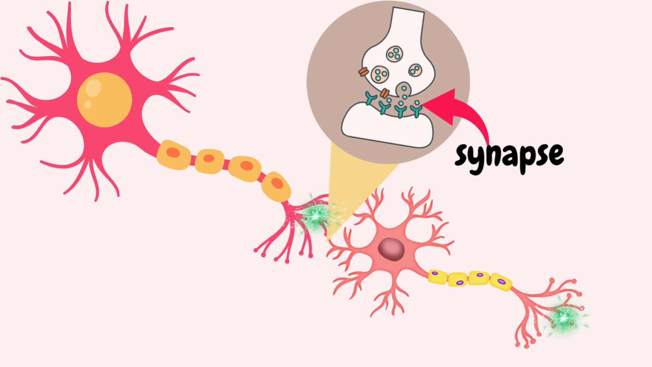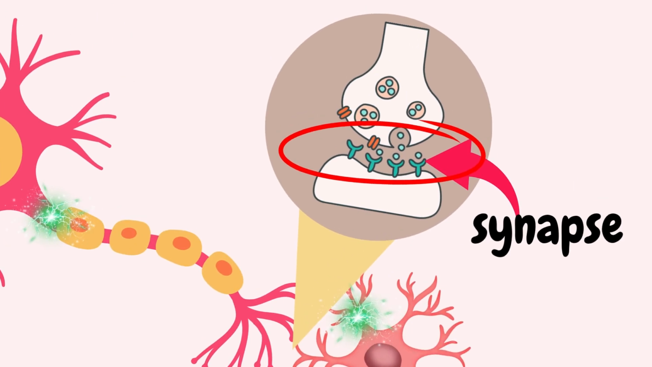This chemical signal causes vesicles in the axon terminal to release chemical messengers called neurotransmitters into the synaptic cleft. These neurotransmitters cross the synapse and bind to specific receptors on the surface of the next neuron's dendrites. This binding can either excite or inhibit the receiving neuron, depending on the type of neurotransmitter and receptor involved.